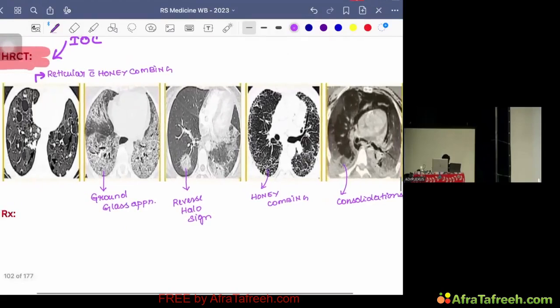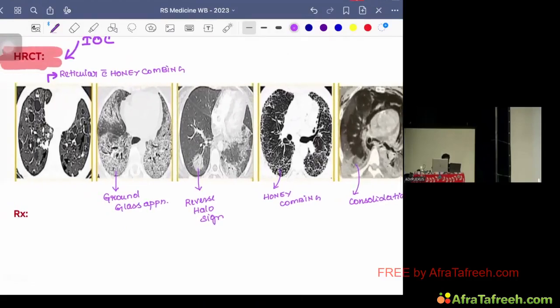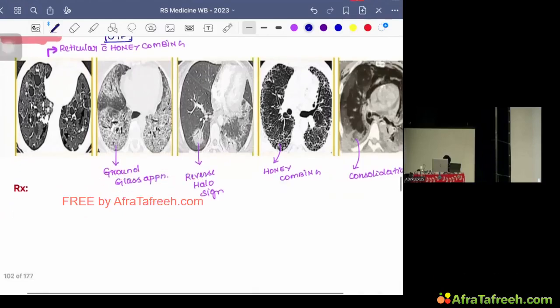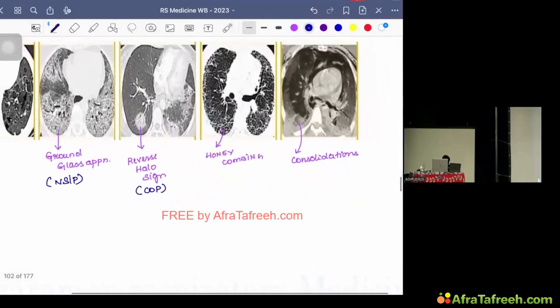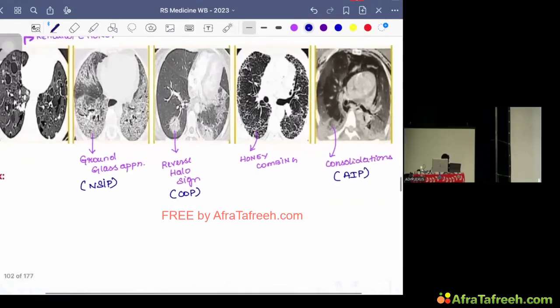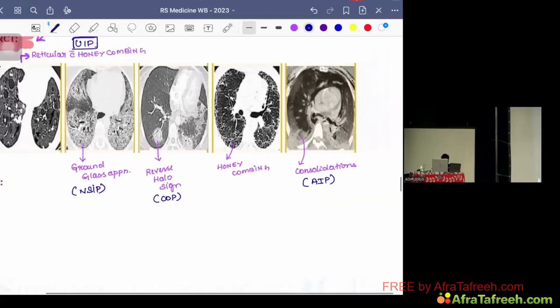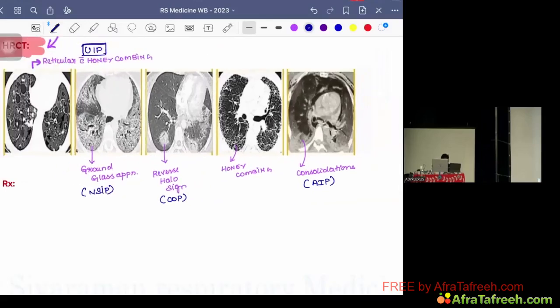Whenever you have a reticular pattern with honeycombing, it is more towards usual interstitial pneumonia. Ground glass appearance is usually seen in non-specific interstitial pneumonia. Reverse halo sign is seen in cryptogenic organizing pneumonia. Then a consolidation-like pattern is seen in acute interstitial pneumonia. In individual places I will tell you what patterns can be seen, but these are the common patterns you can see here.